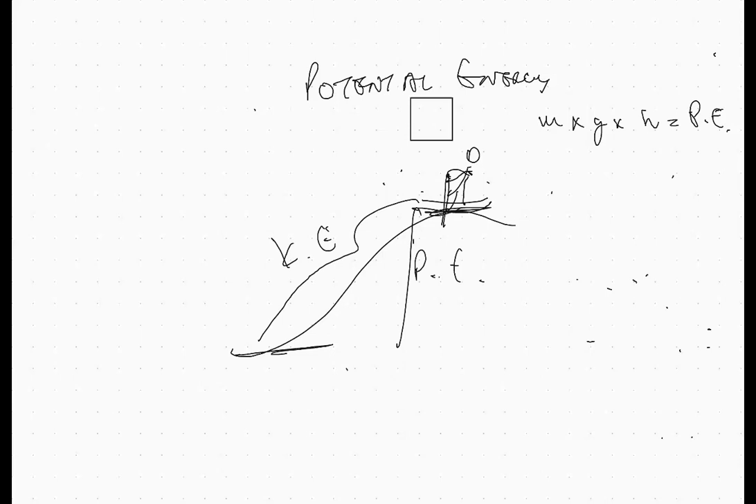But if it is a spring, you pull the spring or compress the spring, that is spring potential energy. Gravitational potential, this is spring. So here it is gravitational potential.